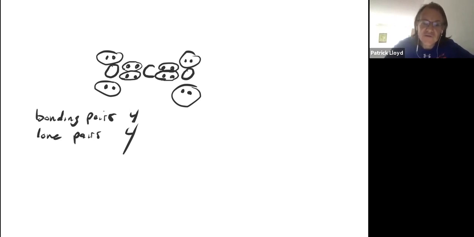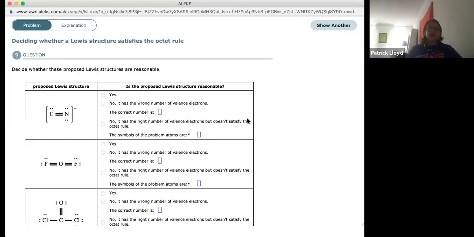Now, the next thing we're going to do is we're going to look at the Octet Rule. Okay? This is a cool problem. Deciding whether a Lewis structure satisfies the Octet Rule. The Octet Rule is 8. That's 8 electrons. If the atom has 8 valence electrons around it, it satisfies the Octet Rule, okay? A bonding pair is 2 electrons. A lone pair is 2 electrons, okay? So all you got to do is count up all the electrons around each atom.